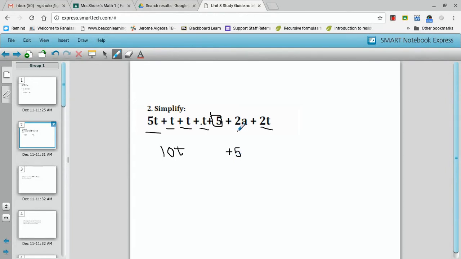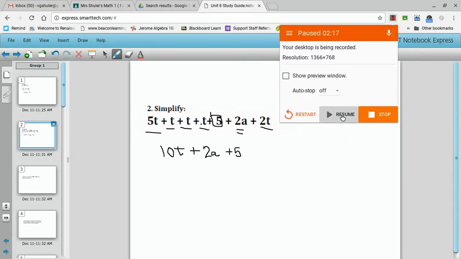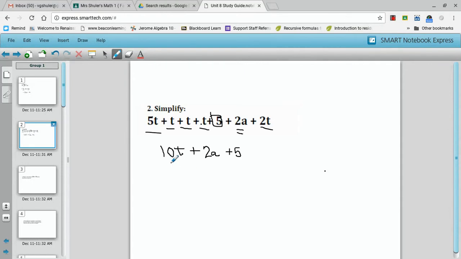Then we have this 2a. Nothing else with that. I'm just going to write it down. And remember, it's a plus 2a. If it said minus 2a, you have to make sure you put minus 2a. So there's your final answer. Okay, so your final answer is 10t plus 2a plus 5, number 2.